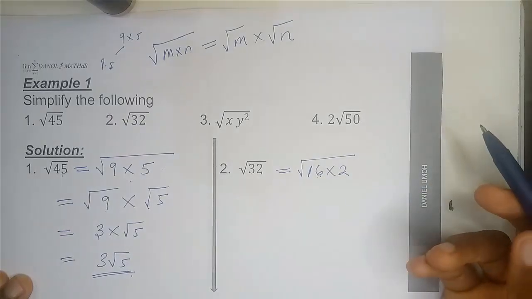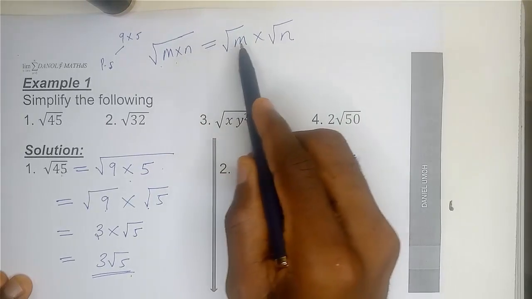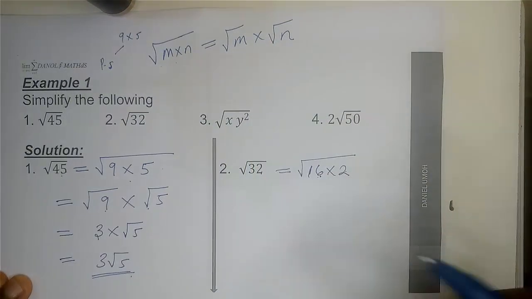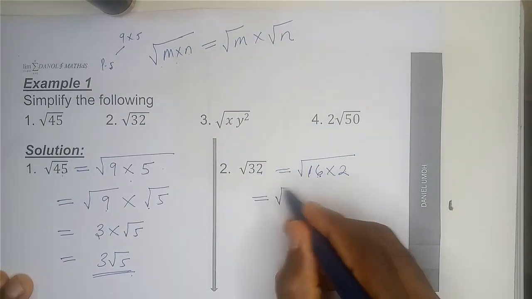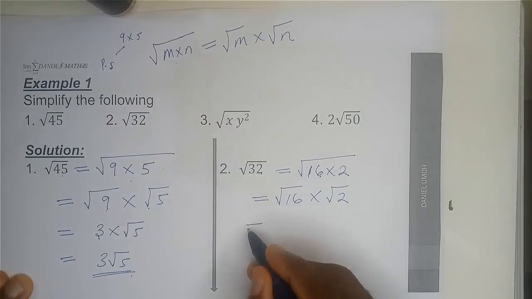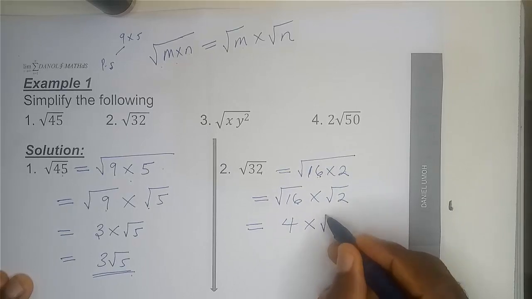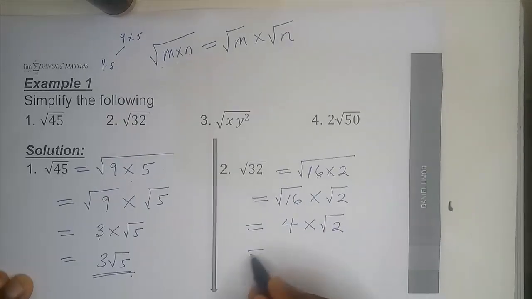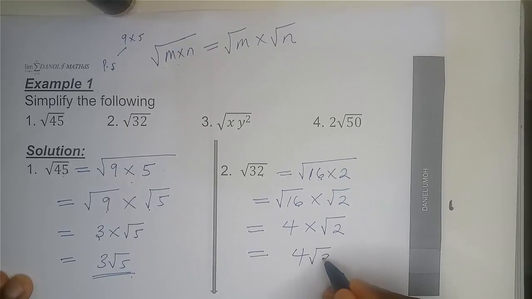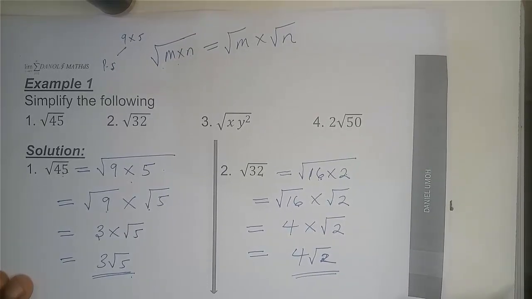A perfect square. So applying this rule of surds, that the square root of m times n is equal to the square root of m times the square root of n, I'm going to now have this equal to the square root of 16 times the square root of 2. 16 is a perfect square, so the square root of 16 is what? 4, times the square root of 2. So this will now give me 4 root 2. And that's the answer. It therefore means that the square root of 32 is equal to 4 root 2.